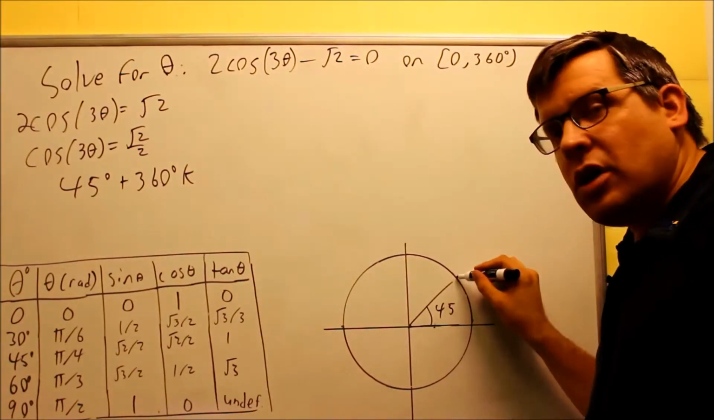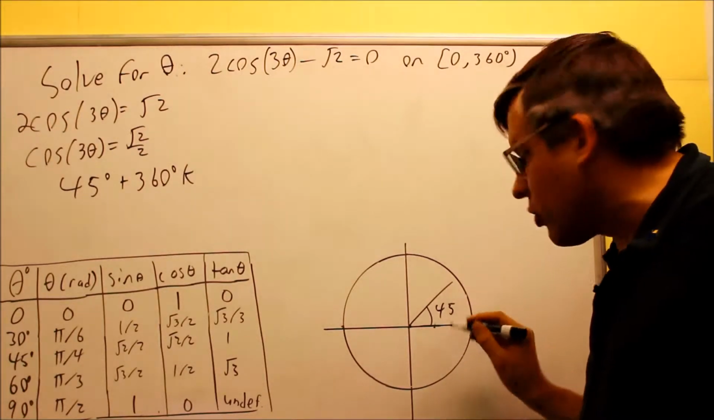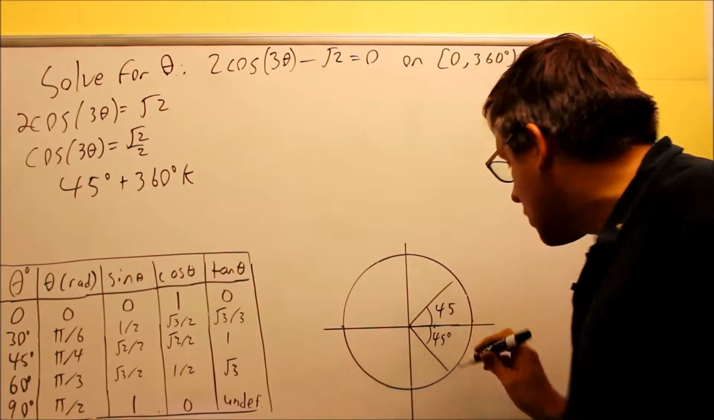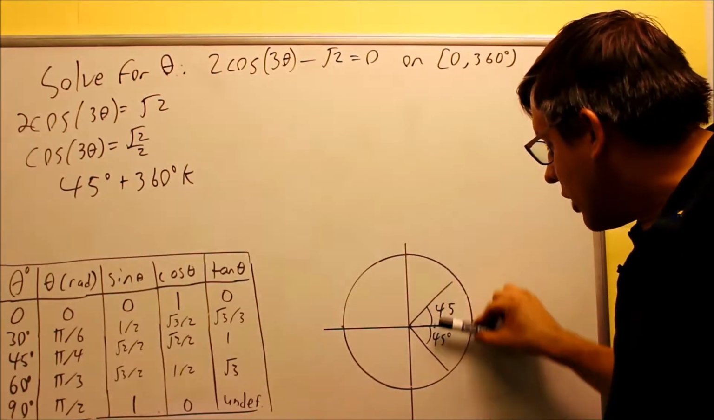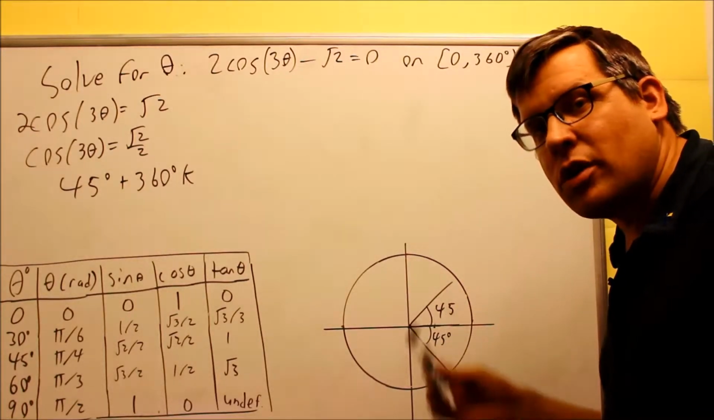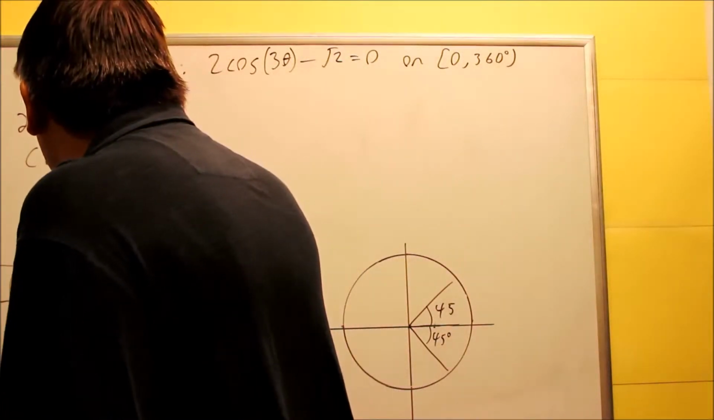So I have one point up here. The other one's going to be down below here because cosine's positive in the first and fourth quadrant, which means I'm going to have another answer down here at 45. So if I go this direction, I have an answer of 45. If I go down that way, I have 360 minus 45. That's going to be 315 degrees. So that's my other angle here.